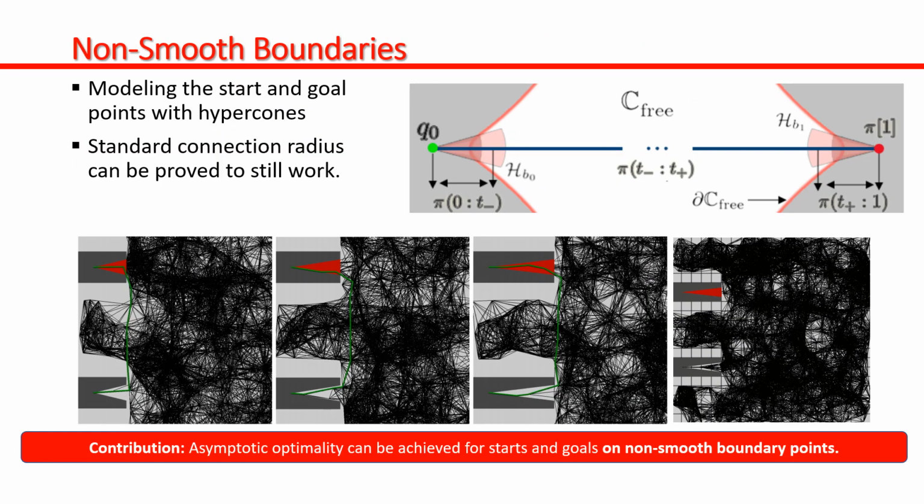So what we do is we model the start and the goal points as being attached to hypercones that open up into a smooth interior of the space. And it turns out that with this very small change of the framing of the problem, it is sufficient to guarantee that the normal properties of asymptotic optimality of planning within the space, as well as for the task and motion planning space, readily still work out.